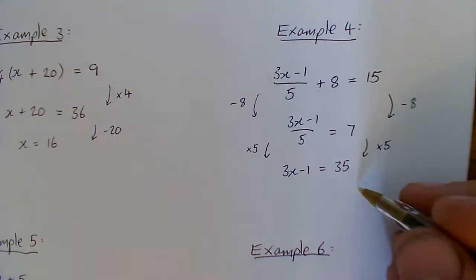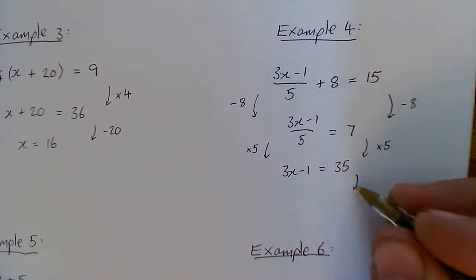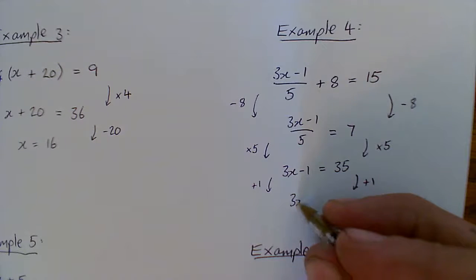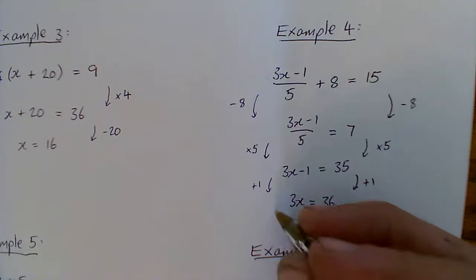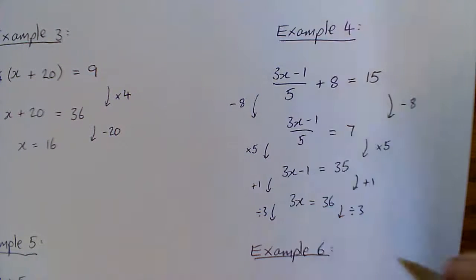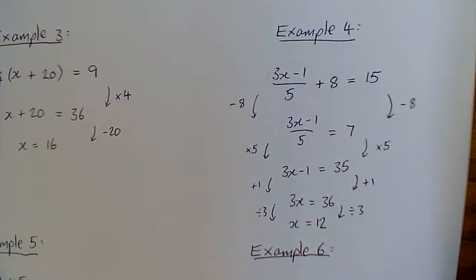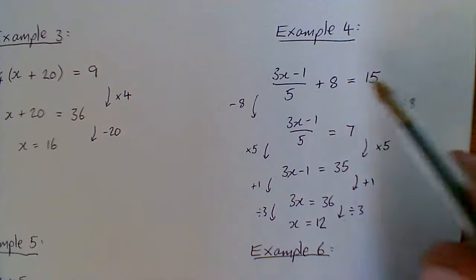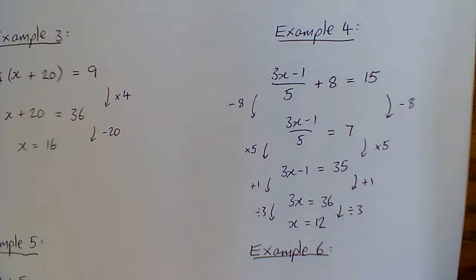Now we've got to solve this like a normal equation. So we've sorted out all the fractiony bit, all the mess. Now we're solving like a normal equation. So we're going to add 1 to both sides. That leaves me with 3x equals 36. And now we're dividing both sides by 3. I've only just left enough space. Make sure you leave enough space for yourself. So x equals 12. Quite a lot of work to get through that, but follow your steps, follow your processes that were built up over the last set of videos, and it should follow through nicely.